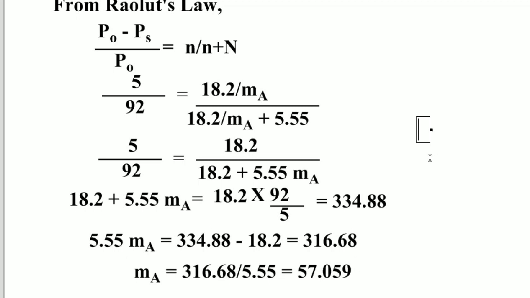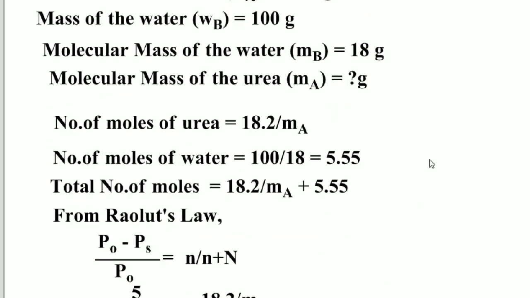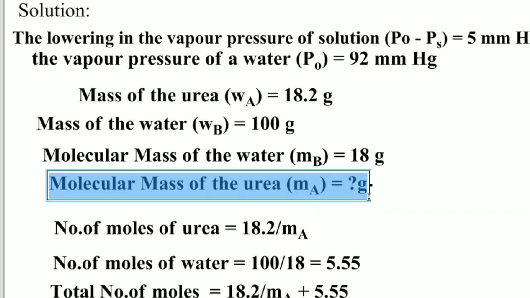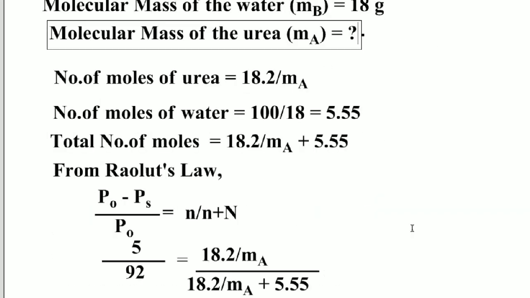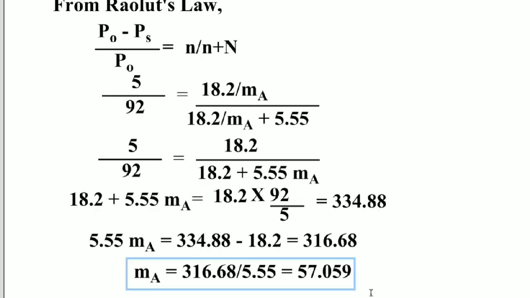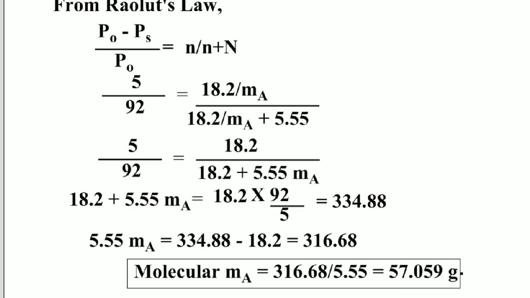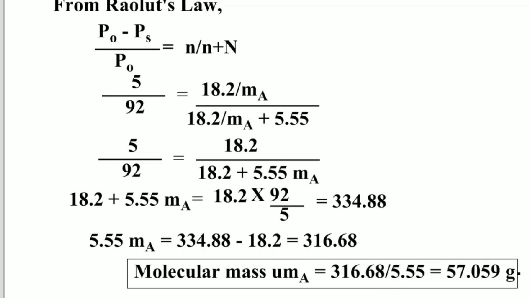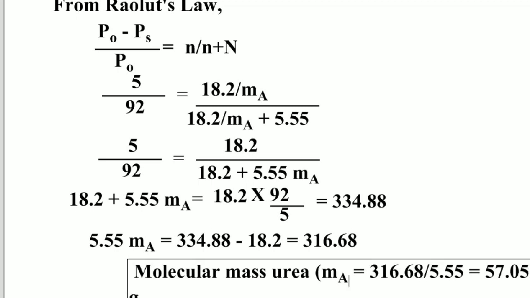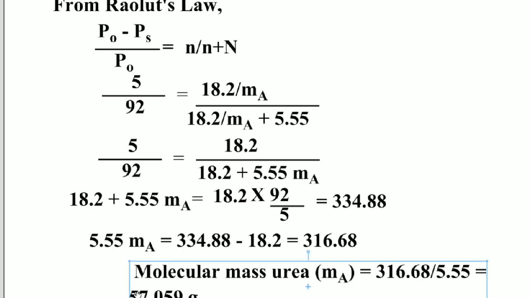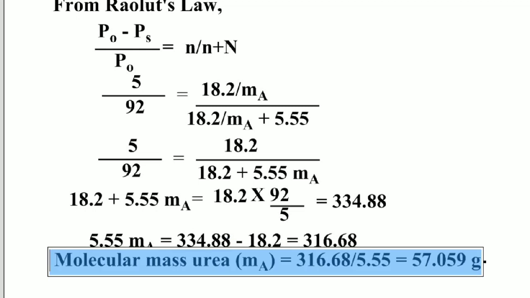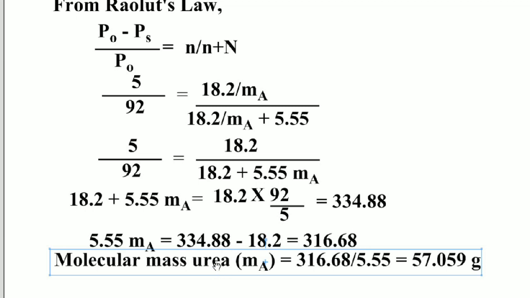Therefore students, for the given problem, the molecular mass of urea, that is MA, is equal to 57.059 grams. So students, I hope you understood this problem clearly.